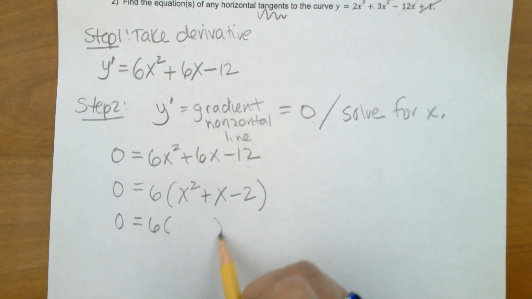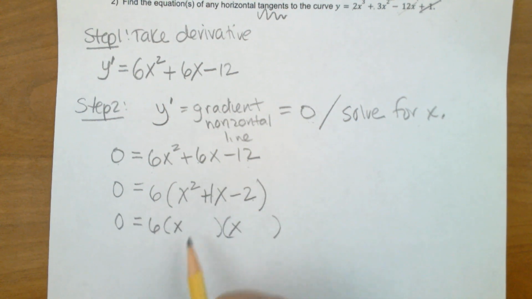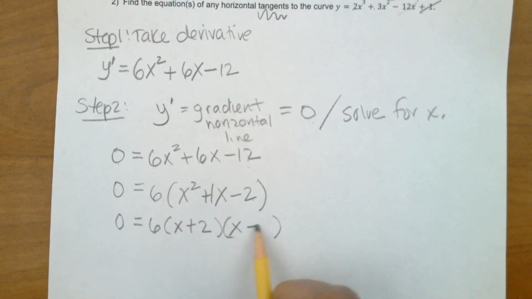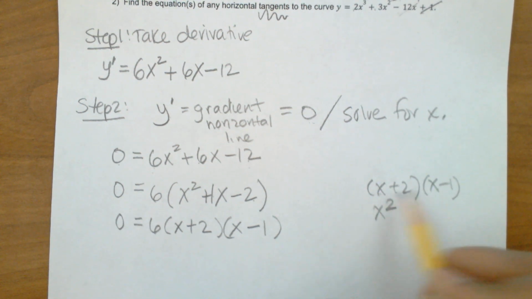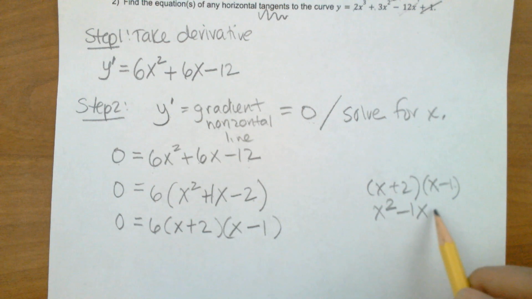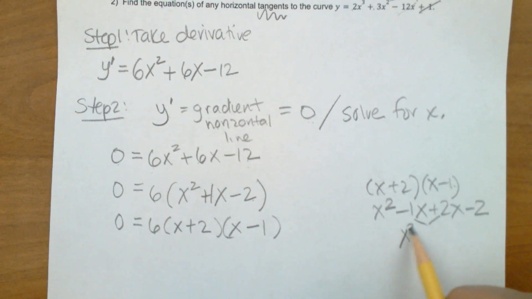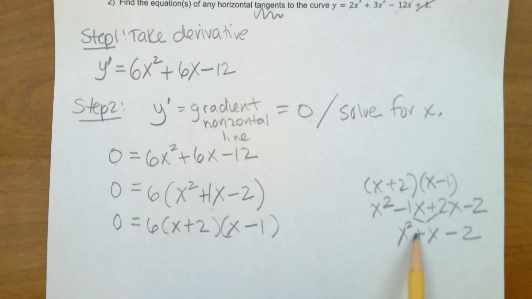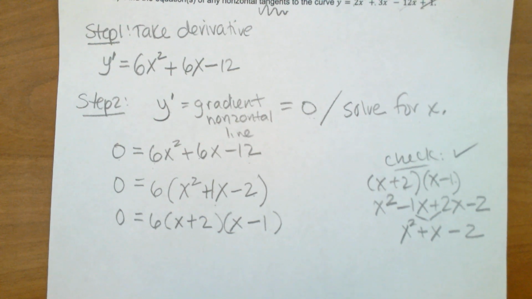So 0 equals, I have to find two numbers that multiply to -2 and add to 1. Those two numbers are going to be +2 and -1. I can even check over here. x times x is x squared. x times -1 is -1x. 2 times x is +2x. And 2 times -1 is -2. I combine the middle, I get x squared plus x minus 2, and that's what I wanted to get back to. So my check worked.